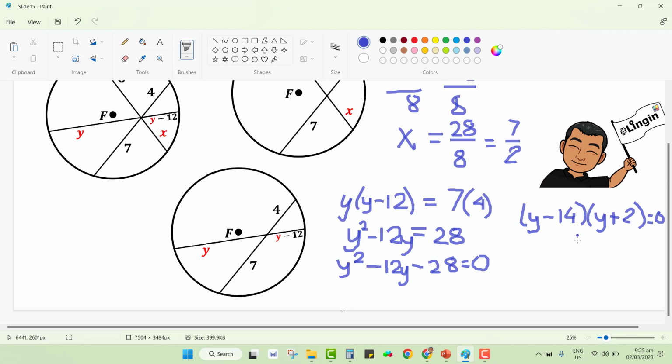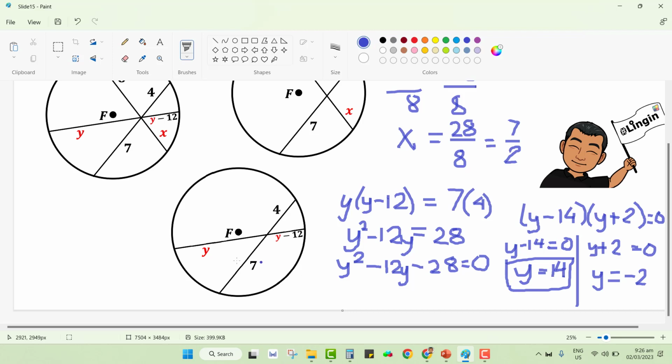So we have two values for y by the zero factor property. y minus 14 equals 0, so your first value for y is 14. The other one, y plus 2 equals 0, gives y equals negative 2. These are the two values that you could use in solving for y. However, take note that y is the measurement of a segment. Hence, we do not accept negative measurements, so we only have 14 as our value for y.